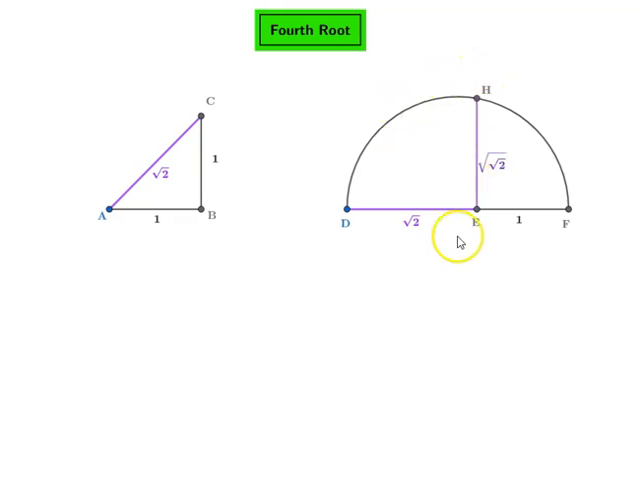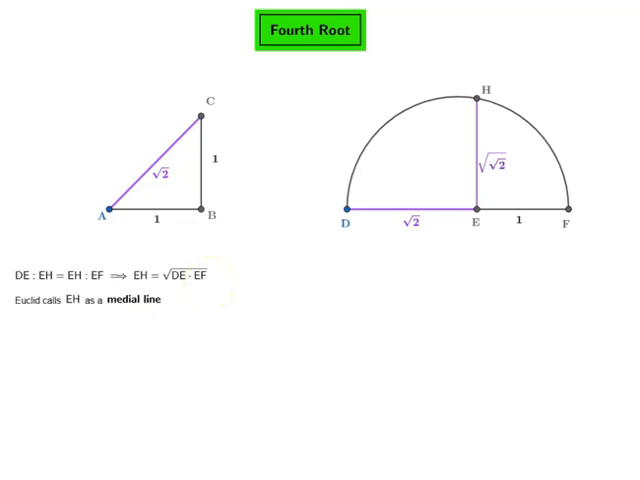So let this be H. So now EH is going to be the square root of root 2, that is the fourth root of 2. This can be written as DE is to EH is equal to EH is to EF, which implies that EH is equal to the square root of DE times EF. And if you substitute this, we get the square root of root 2 times 1. So we will get the fourth root of 2.